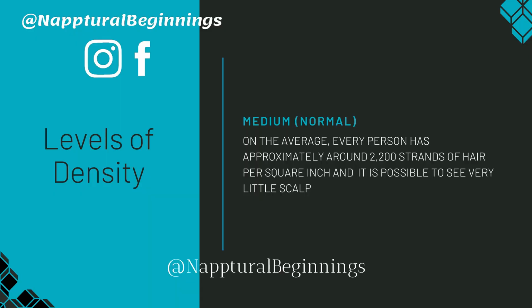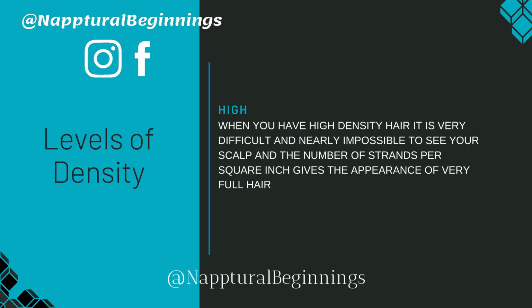So on average, every person has approximately 2,200 strands of hair per square inch on their head. And if you're medium to normal density, it is possible to see very little amount of scalp, and that's done with the visual test, and we'll talk more about that in a second. When you have high density hair, it is very difficult, if darn near impossible, to see your scalp. And the number of strands of hair per square inch gives you the physical appearance of having very full hair. I mean, not just the appearance, that is what it is.